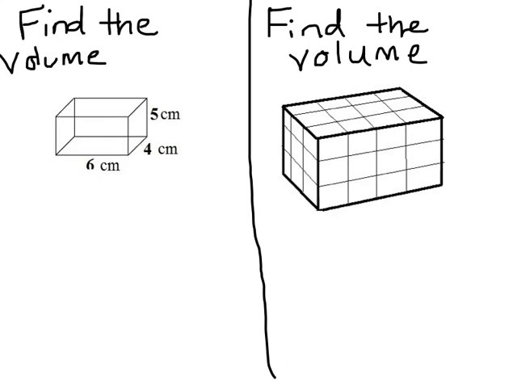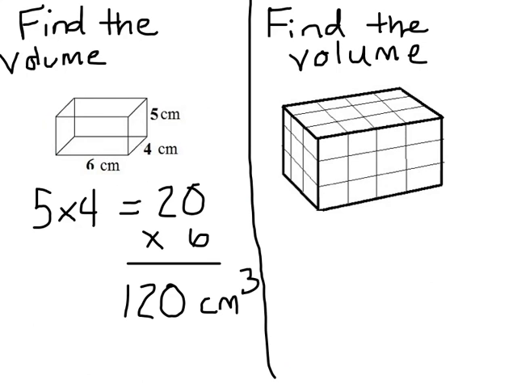Find the volume for each rectangular prism. Remember, to find the volume, multiply length times width times height. What's the volume of the first rectangular prism, the one on the left? The correct volume is 120 cubic centimeters. 5 times 4 is 20, times 6 is 120. I could have also said 6 times 4 is 24, times 5 is 120.